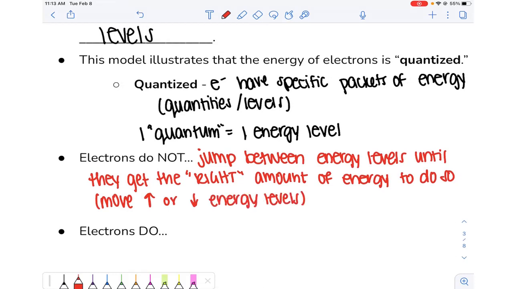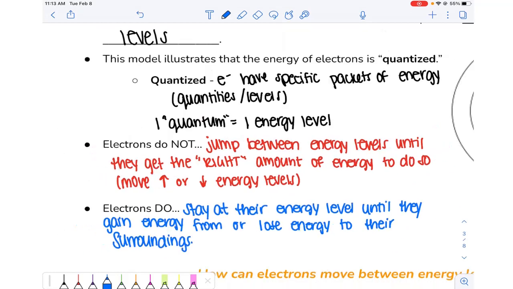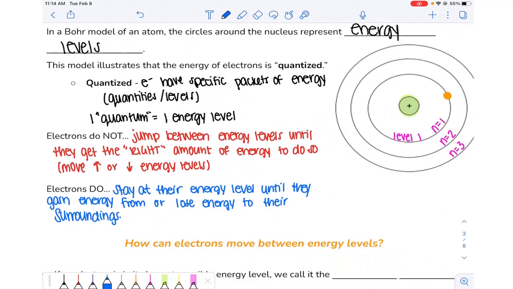So electrons can't just jump between energy levels. They have to get the right amount of energy to do so. To move up an energy level, they have to absorb some energy. To move down an energy level, they have to release that energy. So electrons will stay at their energy level until they gain energy from or lose energy to their surroundings. So how can an electron move between energy levels?